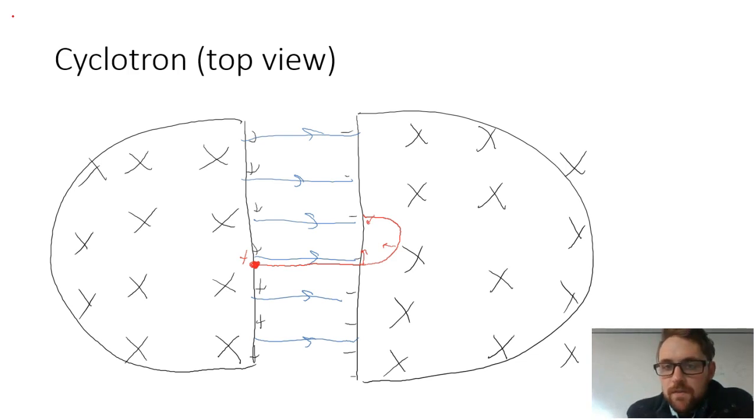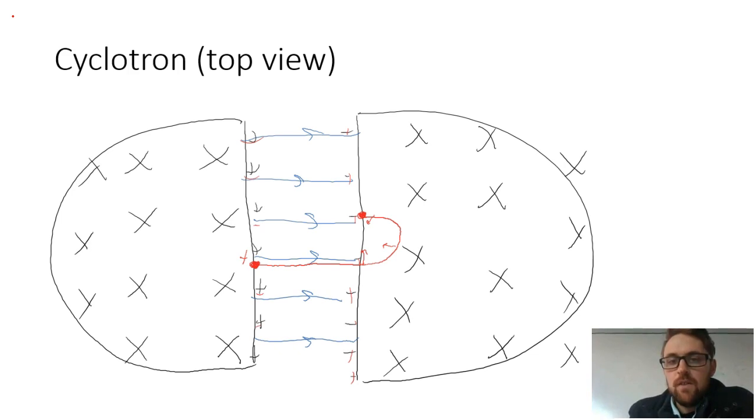Now, we've got a positive charge here now, so all it's done is travel from one side to the other, turned around, and it's back here. But now it's next to the negative. So what our cyclotron does, and the way it works, is the signs flip. So this side becomes positive, and this side becomes negative.